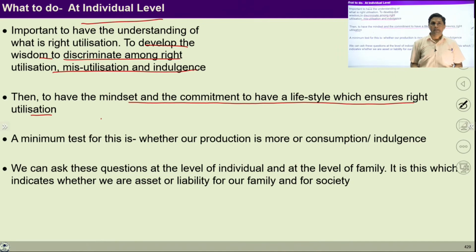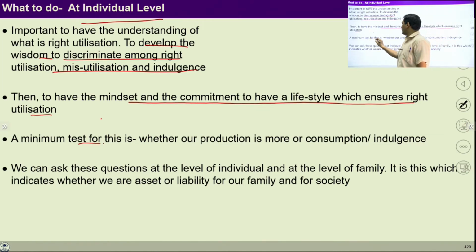So at the level of family, at the level of society, we can ensure a lifestyle in such a manner that it is conducive to the natural ecosystem. So at least at the level of family, we can ensure such kind of lifestyle that can ensure right utilization. So again, you can take a pause and think over it. You evaluate your present lifestyle and see whether your lifestyle supports this right utilization of self, body and physical facility or not. So it may be a little exercise for all of you.